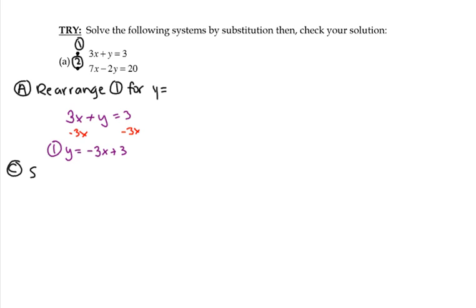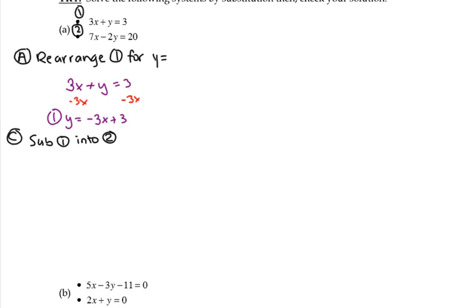Sub 1 into equation 2. 1 was the rearranged, and I want to sub it into the other, which is 2. So sub 1 into 2. So what's equation 2? 7x minus 2y equals 20. And which variable are we replacing? X or y this time? Y. Why is it y? Because we rearranged for y in the previous step. So this y is the one we want to replace, because that's what we rearranged for.